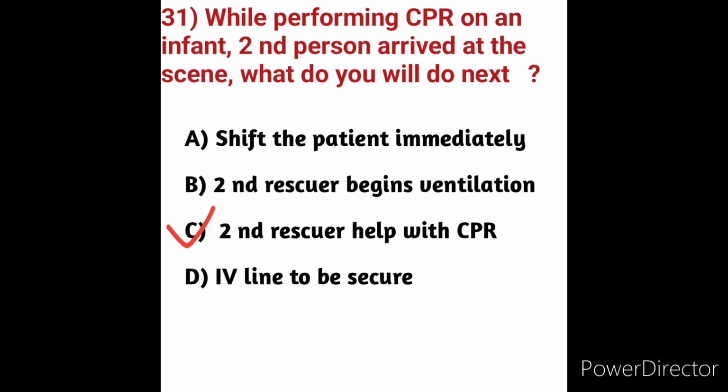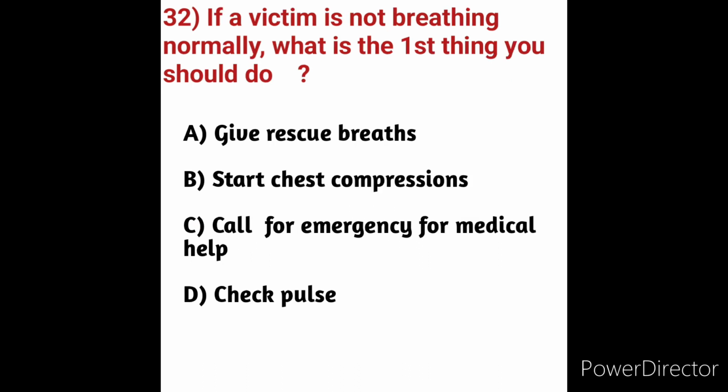Next we will move on to question number 32. If a victim is not breathing normally, what is the first thing you should do? Before the options, let's discuss the question. A victim not breathing normally means suddenly one person is not breathing correctly. What is the first thing the person behind them has to do? Option A, give rescue breaths. Option B, start chest compressions. Option C, call for emergency medical help. And option D, check pulse.